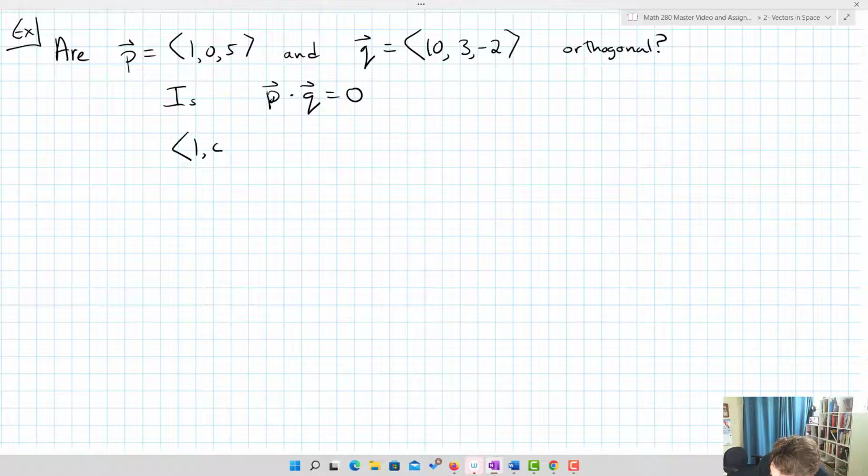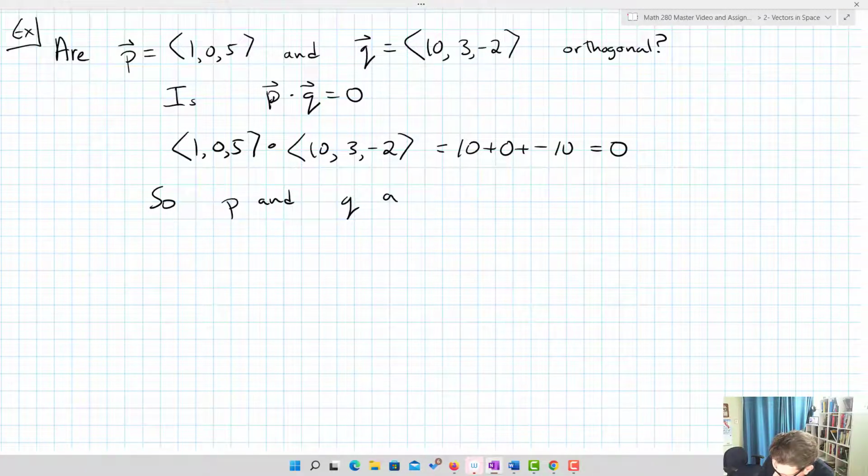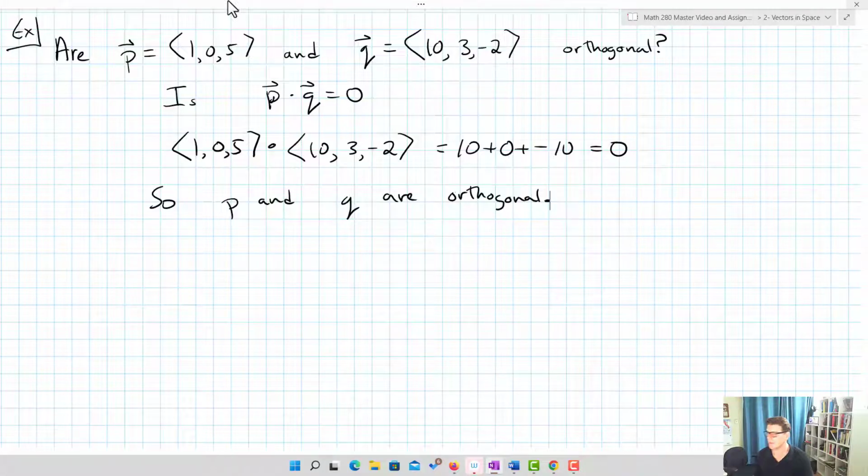So we have 1, 0, 5 dotted with 10, 3, negative 2. That's going to end up equaling 10 plus 0 plus negative 10, which equals 0. So p and q are orthogonal. We just found that their dot product was equal to 0, and so that proves that the two vectors are orthogonal. Okay? Great. Perfect. Let's try another one where we're just utilizing this piece of information.